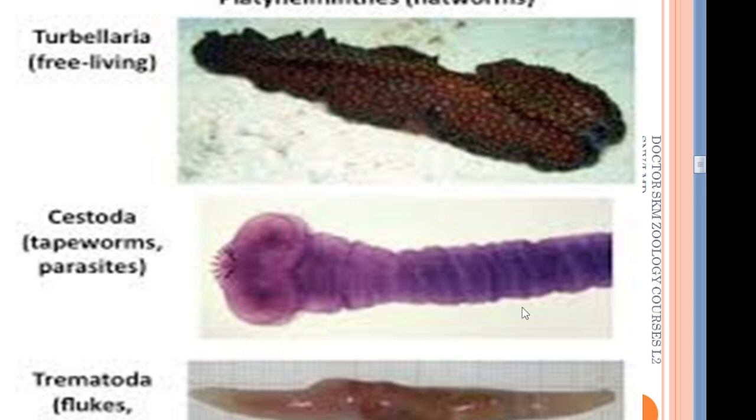So let's discover this group. The phylum of platyhelminths or flatworms is represented by these creatures. As you can see, they are flattened dorso-ventrally, and they are very simple. They are represented by three classes. We will discover all these classes, so don't worry. Some of them live in free life, and the others in parasitic life.